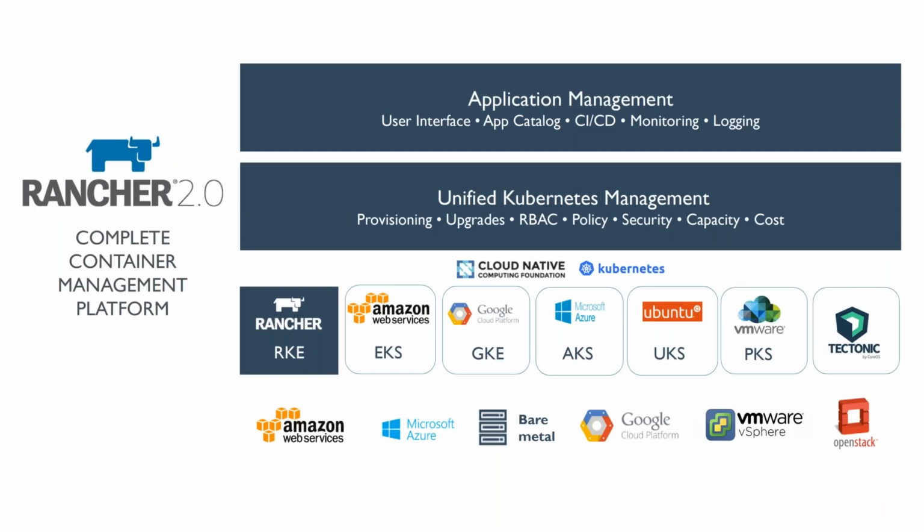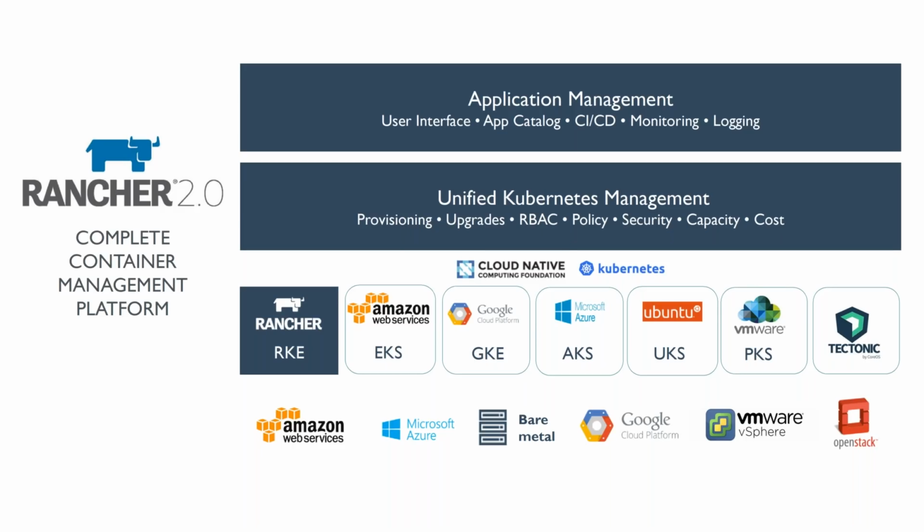So Rancher 2.0 is a complete container management platform. We're taking the best of breed IaaS, or maybe your data center, and we are supporting all the various different flavors of Kubernetes providers, whether it's a Kubernetes as a service like an AKS, or our own Rancher RKE, or just an IaaS provider like EC2 or Microsoft Azure.